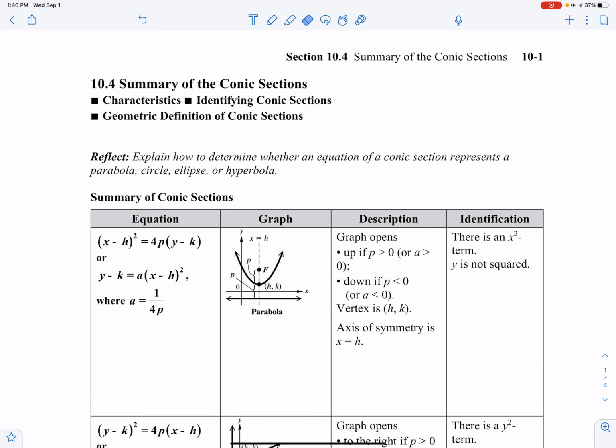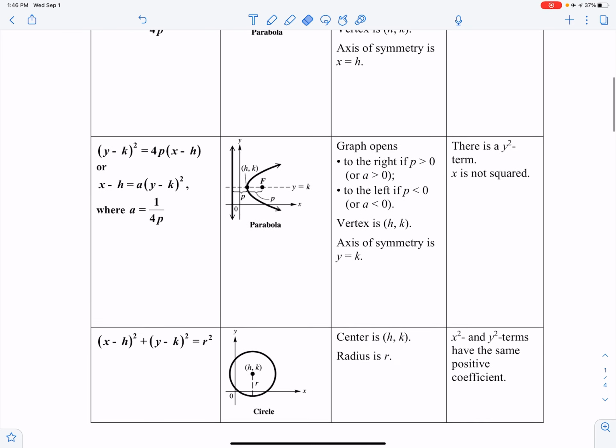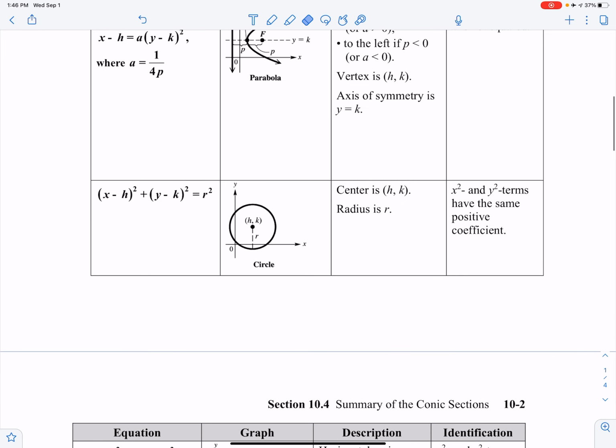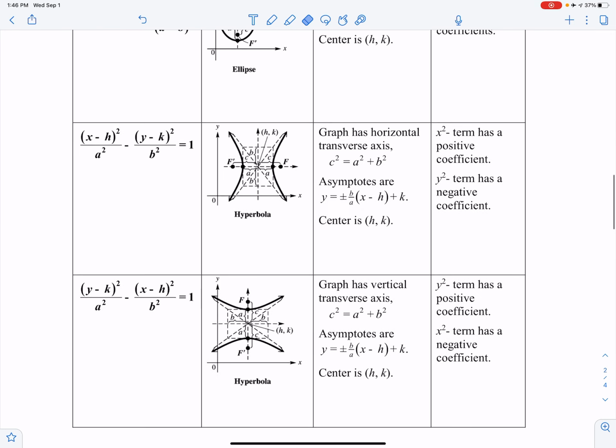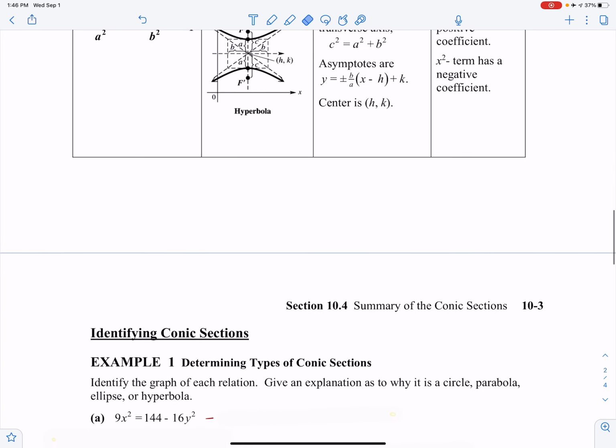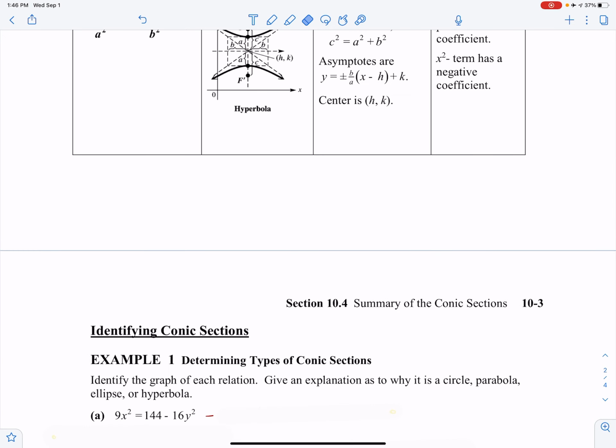This is a summary section for chapter 10. So what we're going to be looking at here is just a real quick overview of the 4 conic sections that we've already discussed in class. The first 2 pages is just simply a nice little help sheet that puts everything in one place for all 4 of our conic sections. So it's a pretty cool little concept there. You might want to take a look at that.